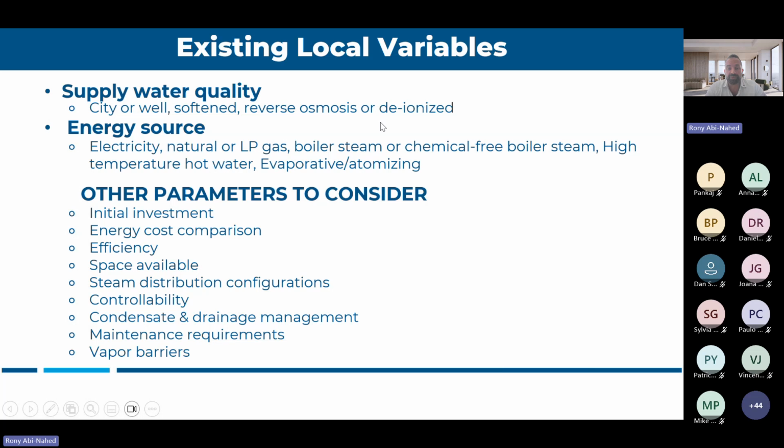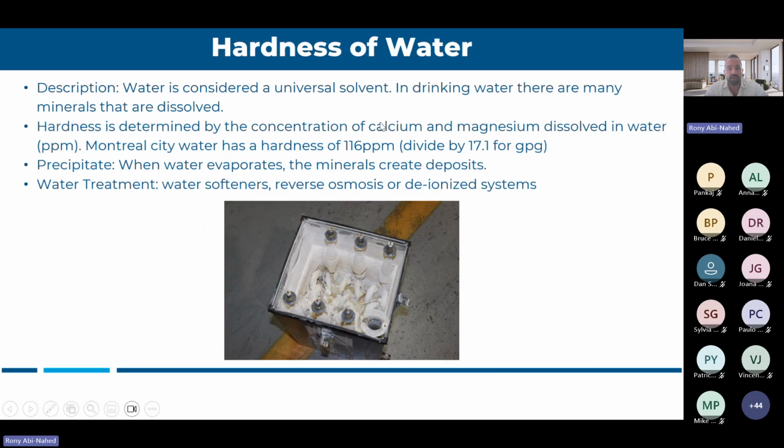Also, we need to know what type of energy source you'll be using. Is it electricity, gas, steam, an existing boiler, or you want to go with evaporative stuff? So that's mostly what you need to do to start designing a job. That's just a picture I took from a job site to show you how bad hard water can be inside the tank. That's a job that was taken in Alberta, and it can get that bad inside the tank if you don't treat your water after a couple months or a couple of years of operation.